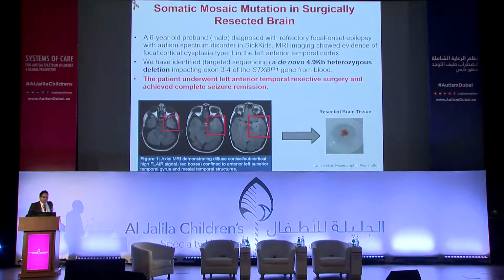We have this complex case where the boy is a 6-year-old male diagnosed with focal onset epilepsy and autism spectrum disorder at SickKids. The MRI imaging shows FLAIR signals. The kid was having a really bad time with the seizures, so he used to wear a helmet. The neurosurgeon took out the skull and put a grid on him just to find the focal point of the seizure.